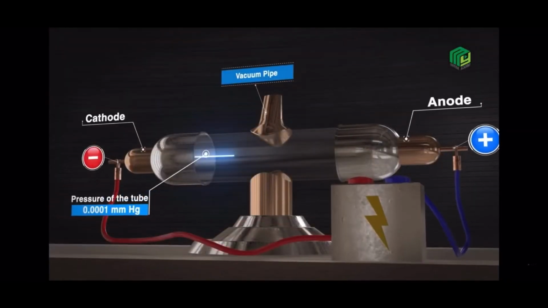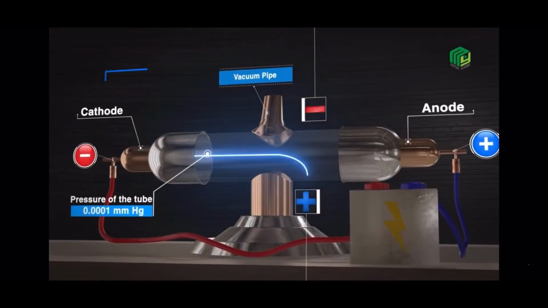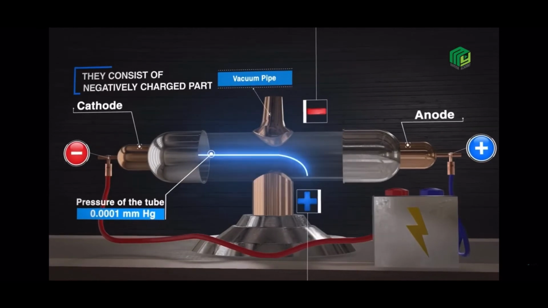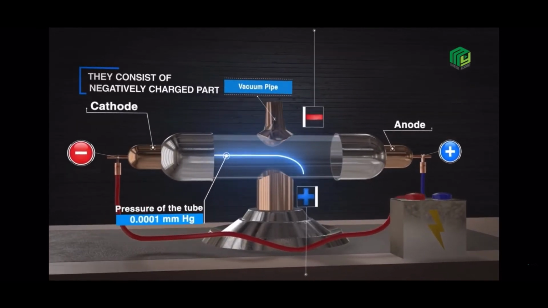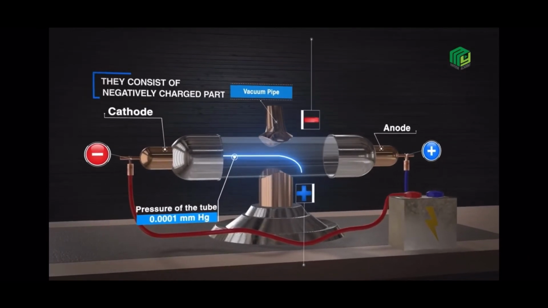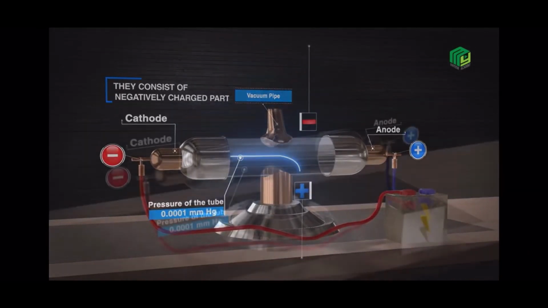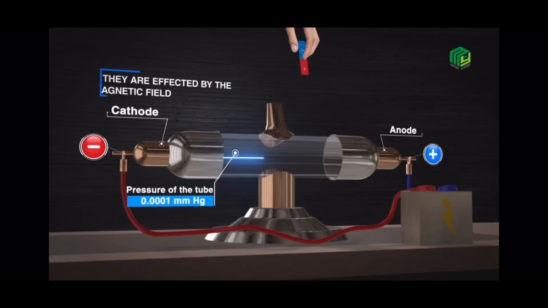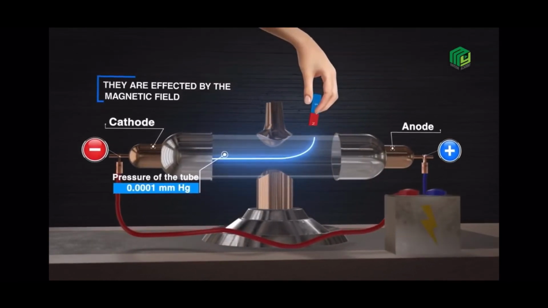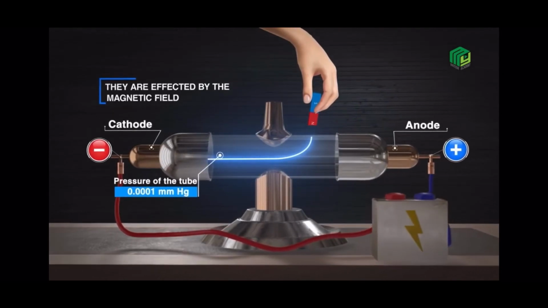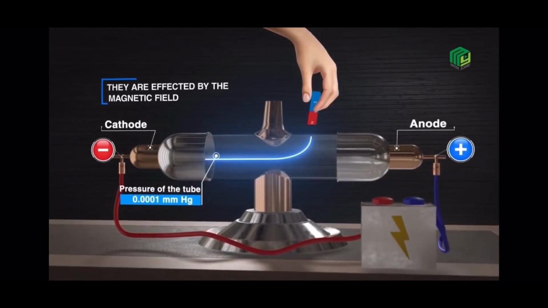Three. In the presence of an electric field, the rays are deflected towards the positive plate. This confirms that cathode rays consist of negatively charged particles. Four. In the presence of a magnetic field, the rays are deflected. This shows that the cathode rays are affected by the magnetic field.